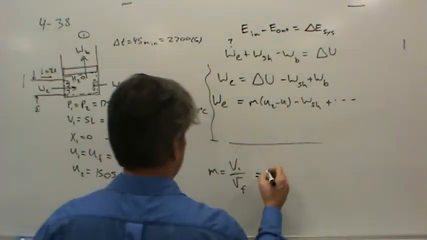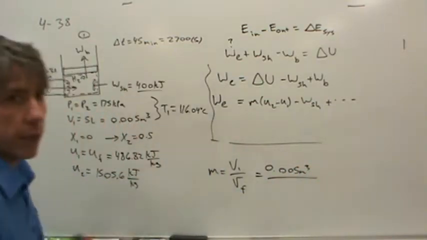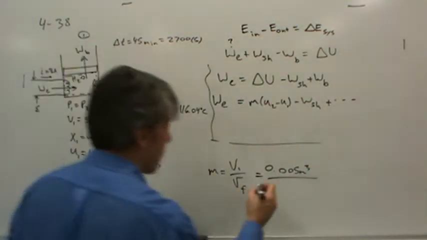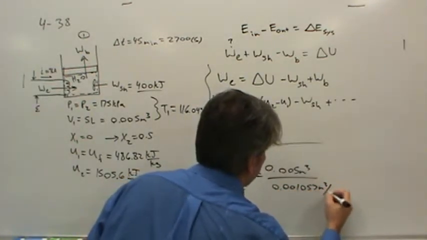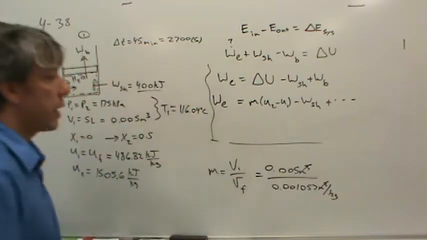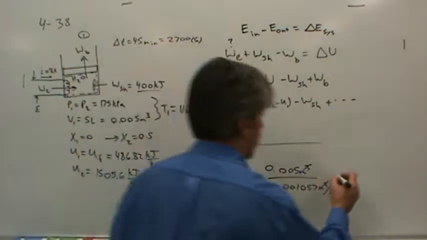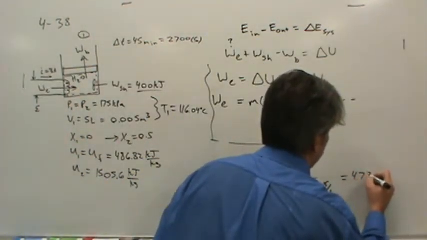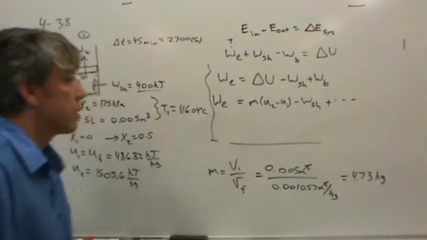So let me write down 0.005 cubic meters, and now give me that specific volume. 0.001057 cubic meters per kilogram. So now, plug that in your calculators, please. Of course, it's going to be about 5. It's going to be a little less than 5, in fact. 4.73. So now we've got the mass in the system. Thank you. 4.73 kilograms. Anyone second that? Yeah. So now we've got the mass.